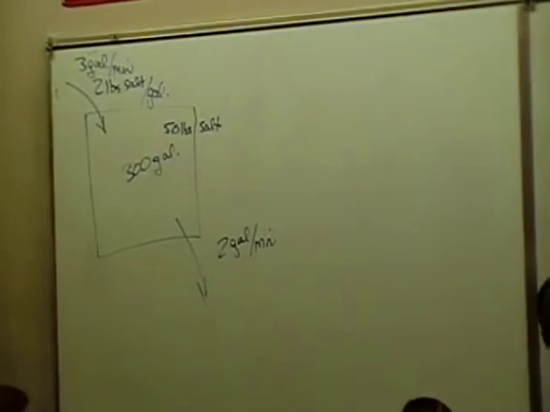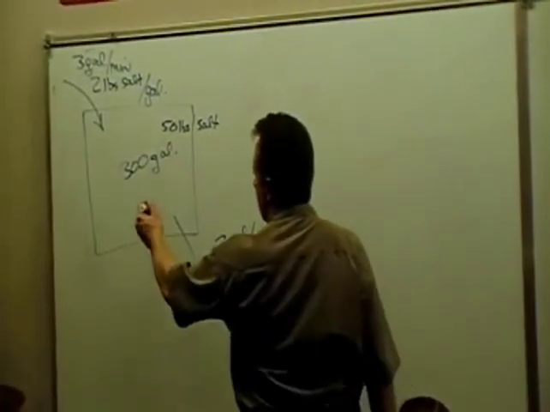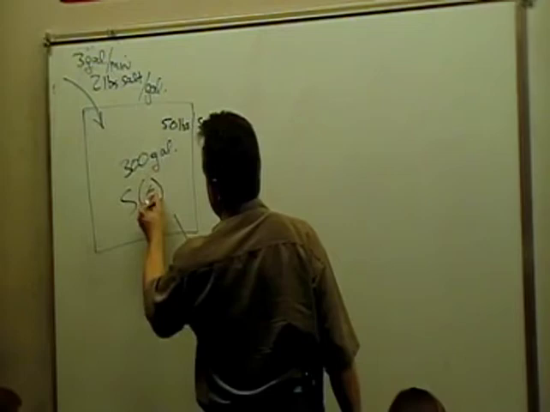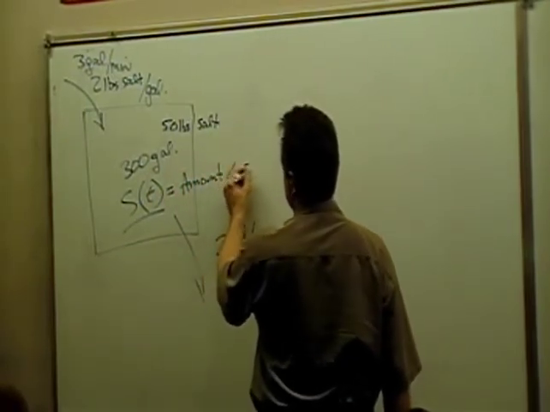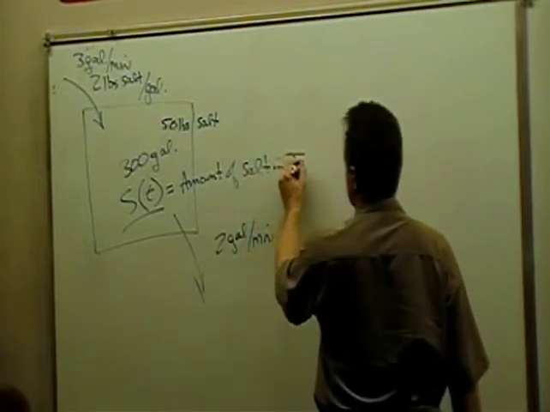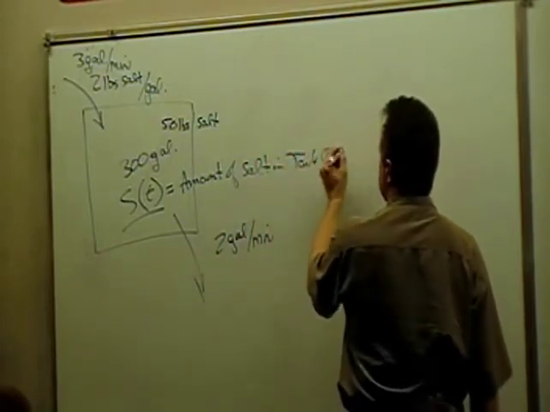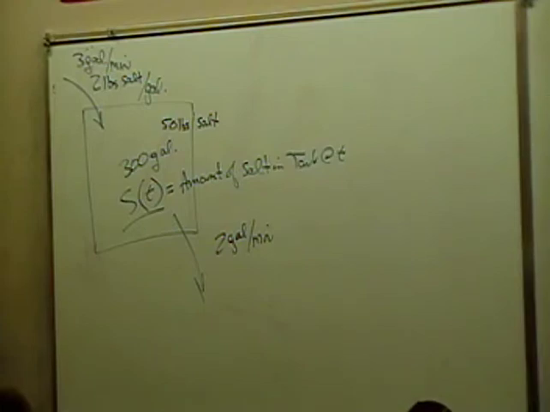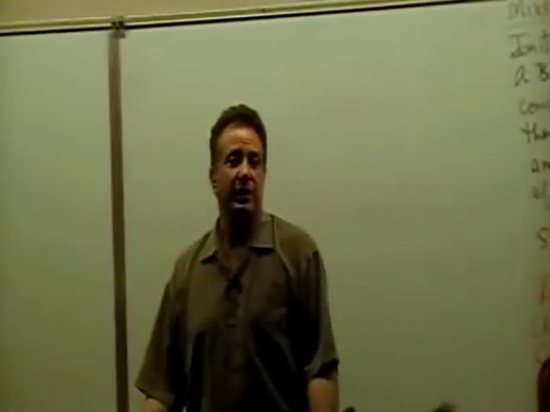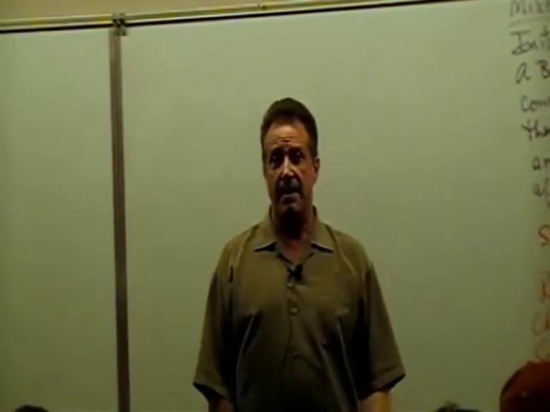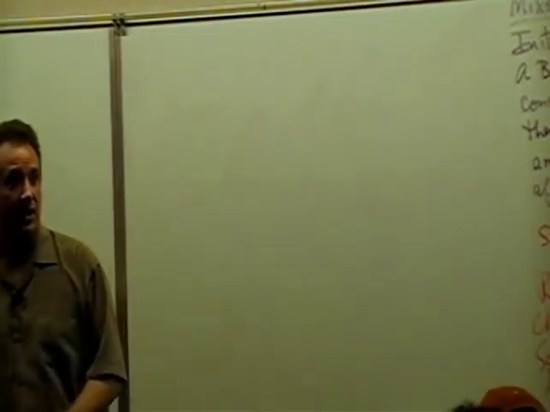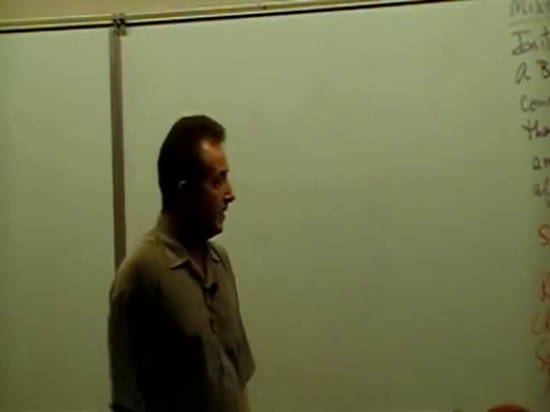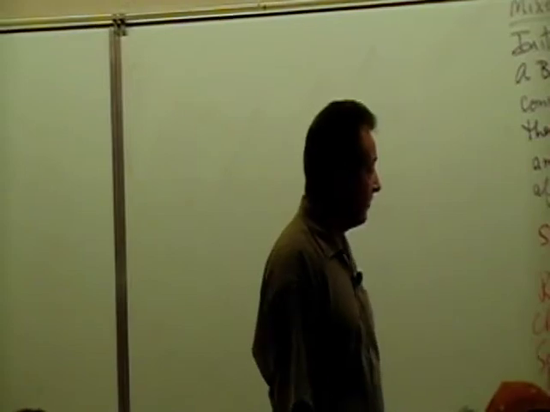I'll call this S of t, the amount of salt in the tank at time t, which I state right here. S of t is the amount of salt in the tank at any time t. If you look at this problem, this is really just a related rate, something like you had back in Calc 1. But out of the related rate problem, you'll end up with a differential equation that you'll need to solve, a linear differential equation of order 1.